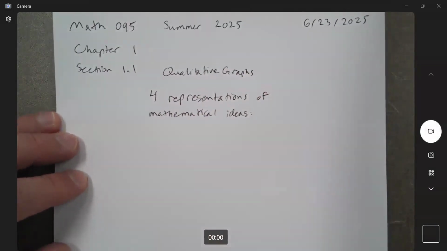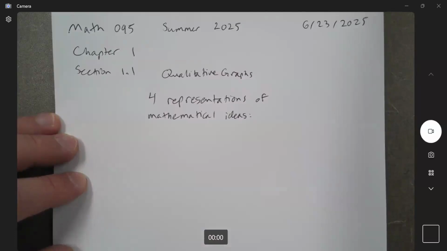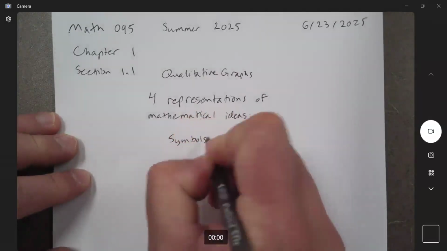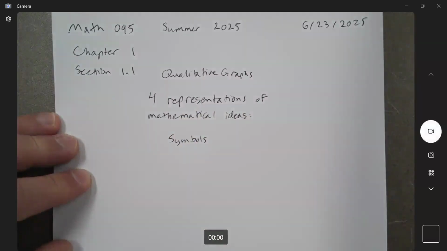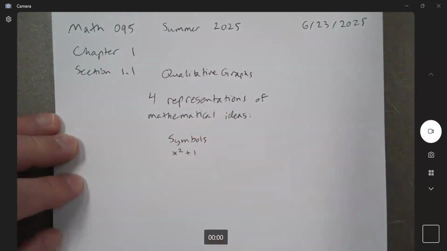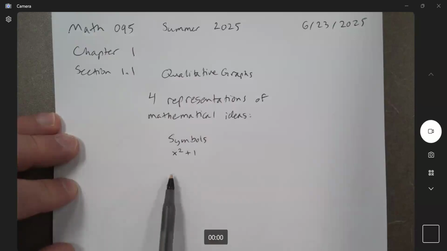So probably all of you at some point have seen math represented as functions and equations and symbols. So I call that the symbols representation of mathematical ideas, something like x squared plus 1. And I put this at the top of our representation because often in math it's kind of presented as the most important. I don't actually think it's the most important, but you'll probably see it presented that way. A lot of the math we do is represented with symbols.